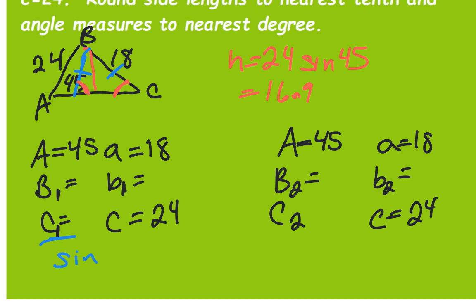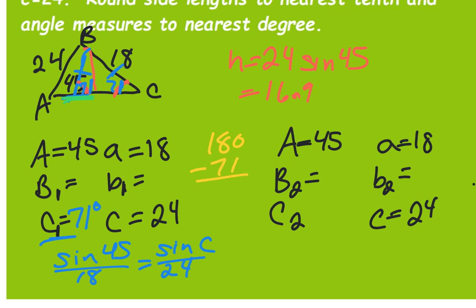And so sine of 45 over 18 equals sine of C over 24, which solving that gives me C is 71 degrees. So this is 71 here. This is also 71 here. And in order to find the second C, what I need to do is that this makes a line right here. So 180 minus 71 gives me the second C. So that's 109 degrees. So C2 is 109 degrees. And that's how we're going to get our second triangle.